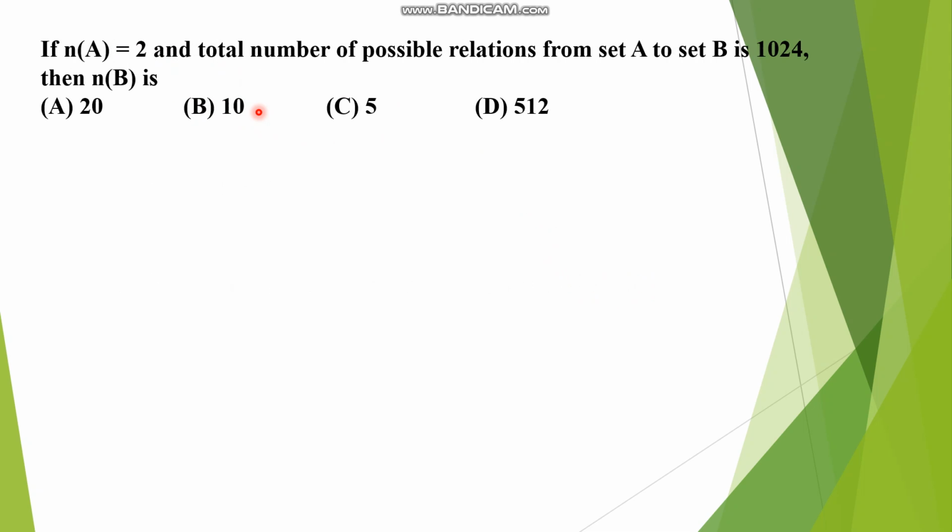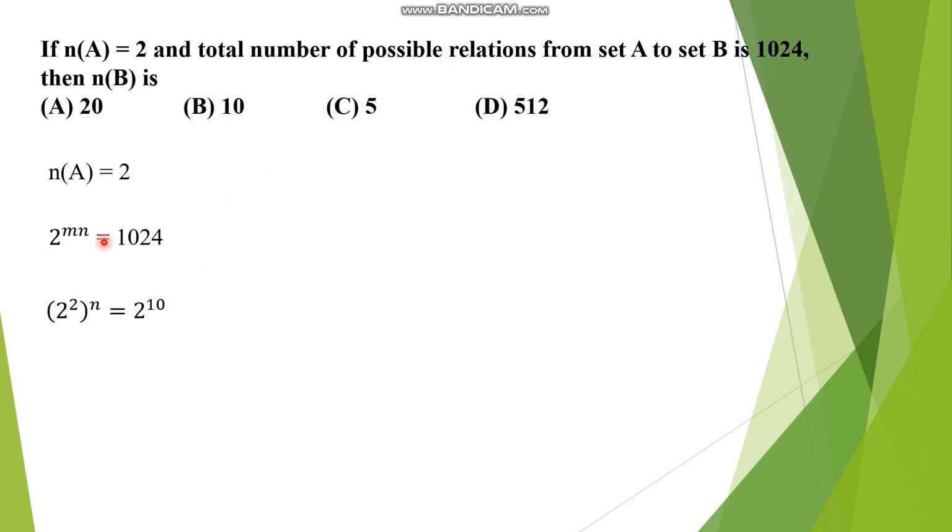If n of A is 2 and the total number of possible relations from set A to set B is 1024, then n of B is. Now it is given that n of A is 2, and we know the formula: 2 to the power n of A cross B is the total number of possible relations. So 2 power mn is 1024.